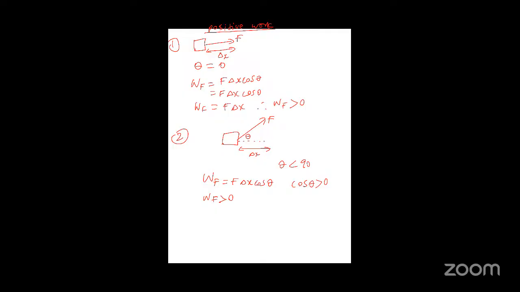Let me show you another one. So that force over there. Work done by this force is F change in X cos theta. As long as theta is less than 90, then cos theta will be greater than 0. Hence, WF is also greater than 0.